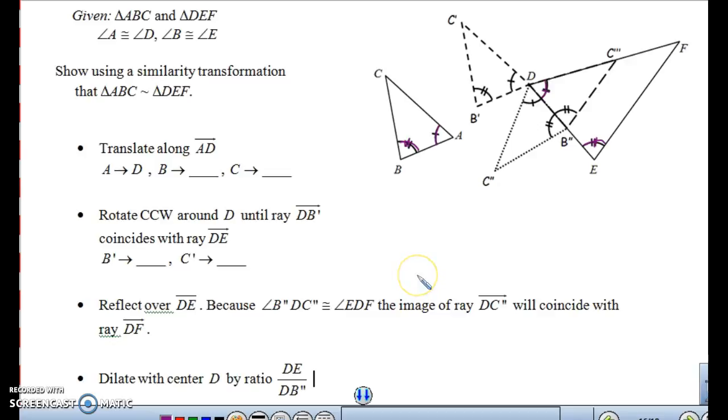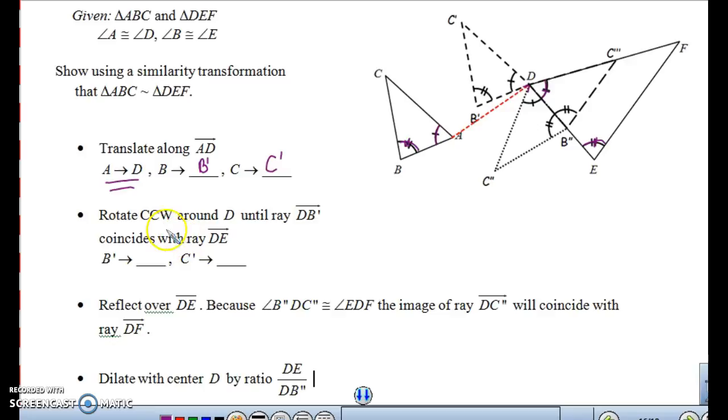All right, if we're going to use a similarity transformation, the first thing we want to do is get them to line up. So, let's do a translation along AD. I'm going to go from A to D right there. That is my translation from A to D. So A becomes D, and then B becomes B prime, because it ends up here, and then C becomes C prime, which is over there. So we have already shown that A will correspond to D.